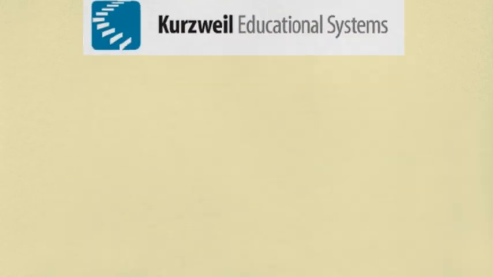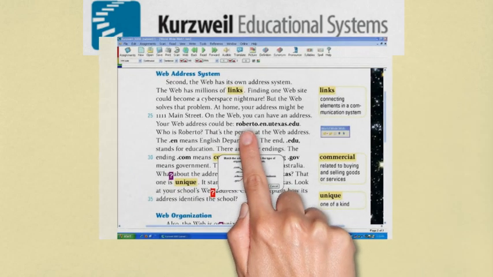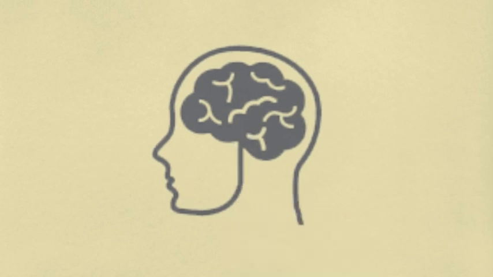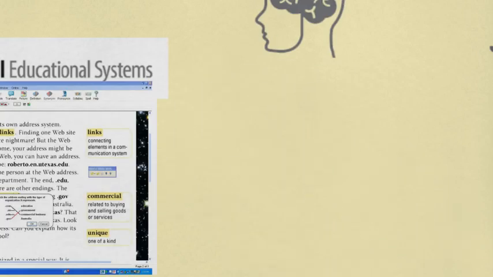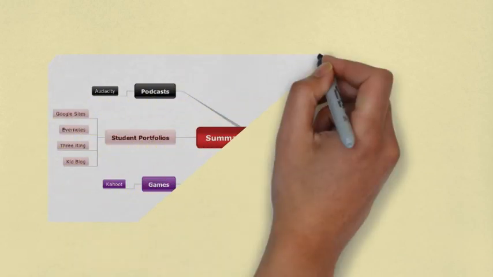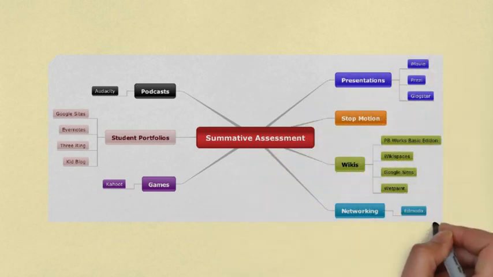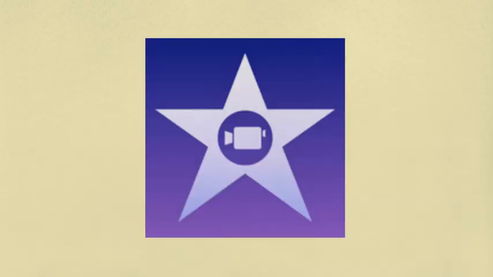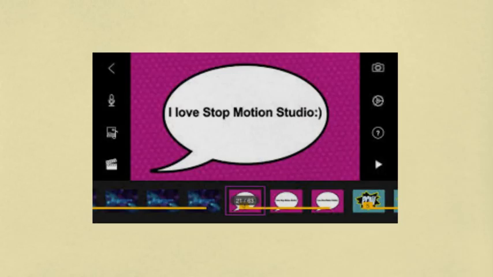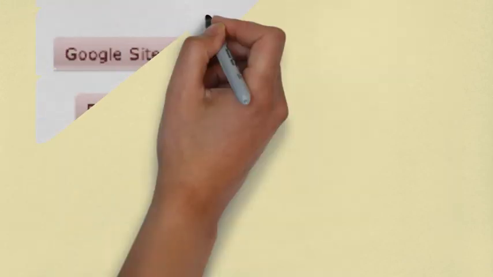Kurzweil is an assistive technology tool that can also be used for all types of assessment. It can be used to test comprehension, for test taking, writing, and study skills. The possibilities for summative assessment are endless. Students can create digital assignments using tools such as iMovie, Prezi for presentations, Glogster for infographics, stop-motion videos using software such as StopMotion and Audacity for podcasts.